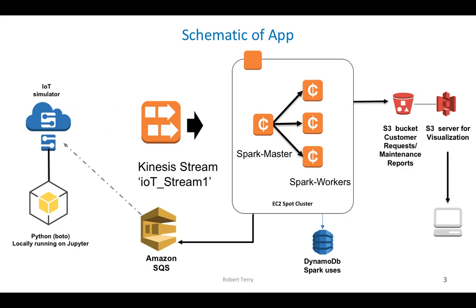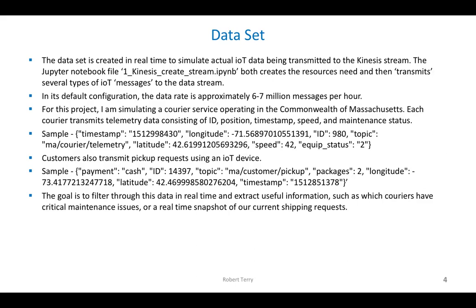And let me go back and talk about my made-up scenario. Since I've created this Internet of Things simulator, my scenario is essentially a courier service working in the state of Massachusetts. So you've got vehicles all over the state. They send telemetry data back to the Amazon Kinesis stream on a second-by-second basis. There's also customers who can request package pickups, and this sends Internet of Things messages back as well to the stream.